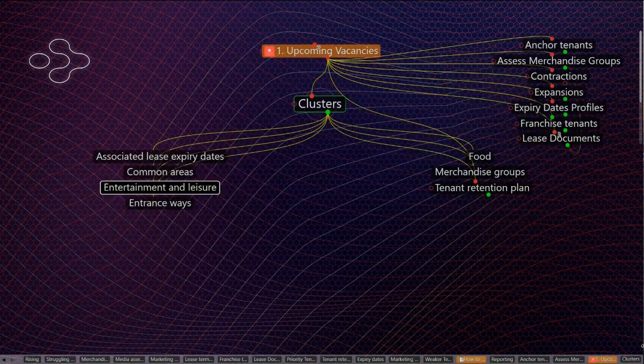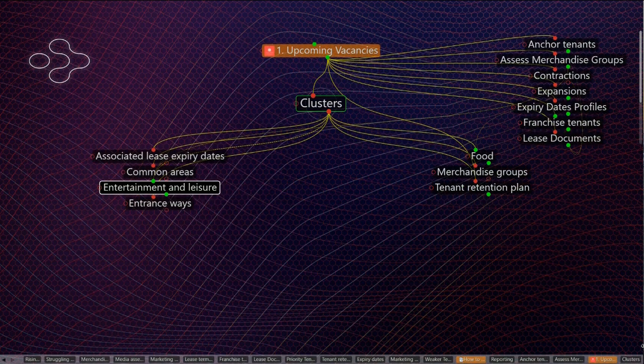Then you should look at the clusters of tenants as to how they work around the entranceways to the property. That particular category is important to make sure the clusters work. Also the common areas, the food courts, etc. Then look at the associated expiry dates within each cluster. In other words, what vacancies are coming up in each of the cluster zones? Can that impact the cluster? Will it degrade the cluster in any way?